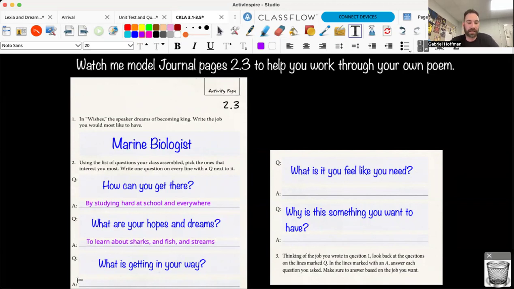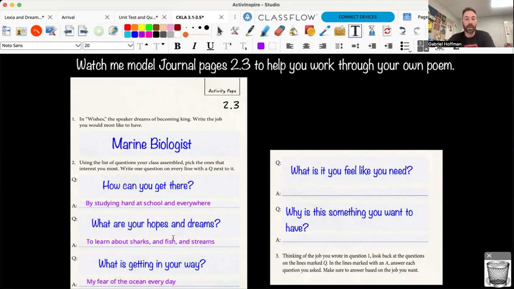And then what is getting in your way? I'm going to say my fear of the ocean every day. I'm afraid to get in the ocean. I would love to be a marine biologist, but I don't mind swimming near the beach, but I've been in the big open water one time. It freaks me out. So I'm just going to go through and I'm going to answer my questions one at a time. And when that's done, I can read it as a poem.